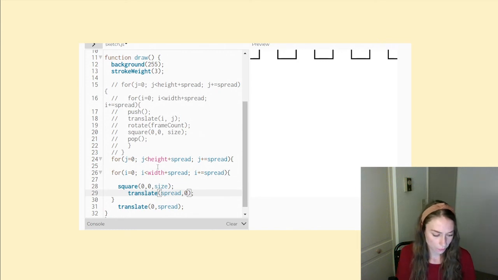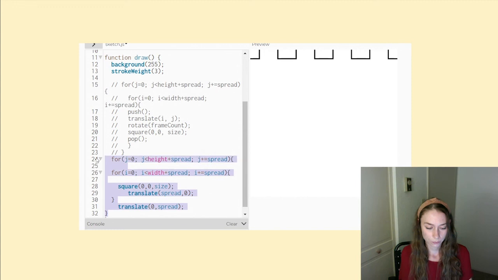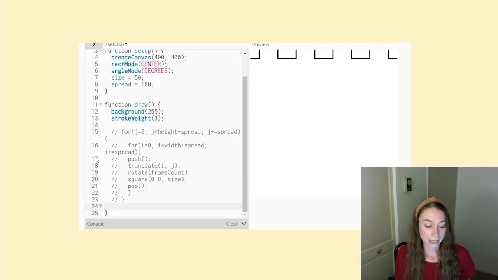Let's try moving our spread to the bottom. Oh, I see what's going on. So here we are resetting to 0 each and every time we translate in that direction. The easiest way to get around this would be to create a counter variable for x and y and utilize that on each loop. So instead of doing just spread, I'd be actually adding to the counter every time.